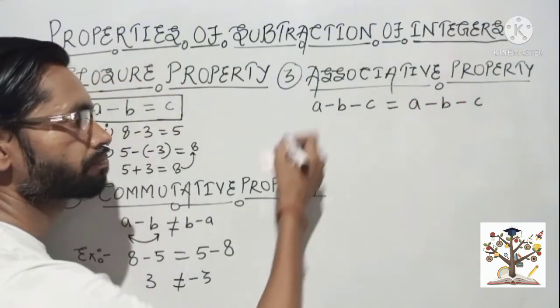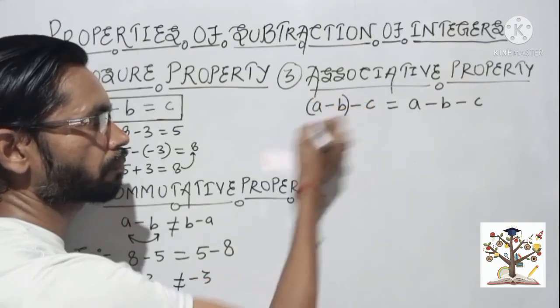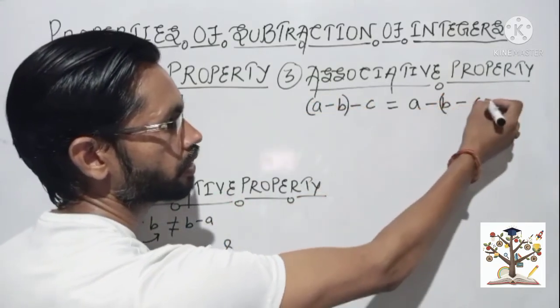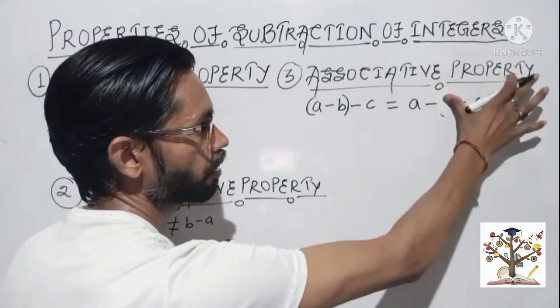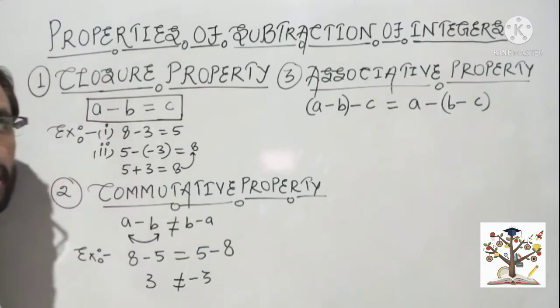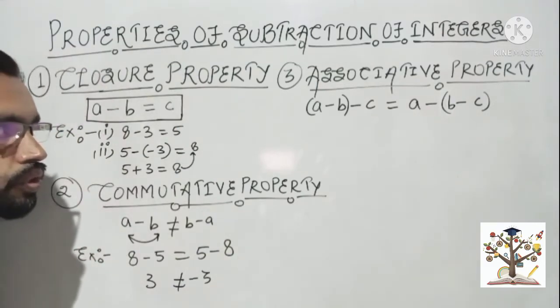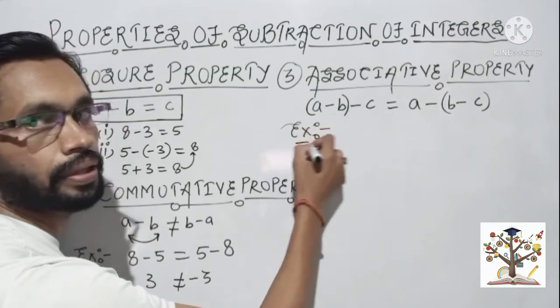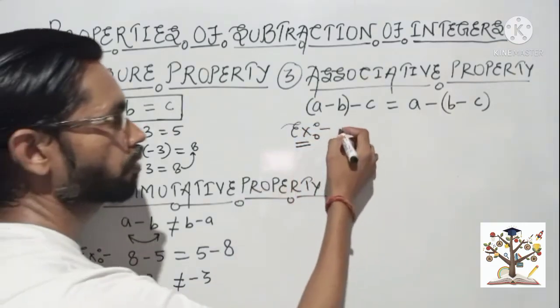In the first case, I am keeping a minus b in the bracket, and in the next case I am keeping b minus c in the bracket, like this. So let me see whether I'll get the same answer or not. Again we can understand by the example. Okay, what will be the example?